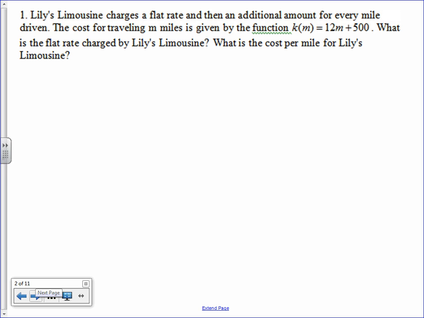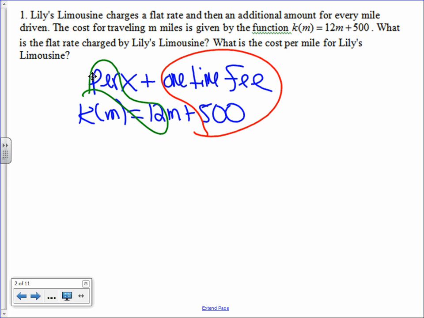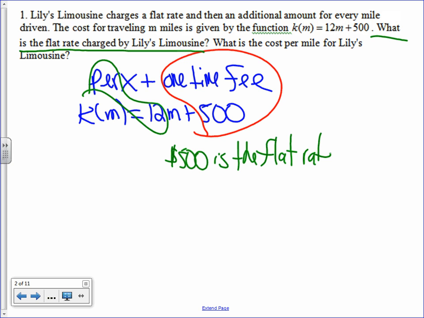Now, when we're writing a linear equation, it's always per x plus the one-time fee. So, if it's giving us the function, the per is what goes in front of the variable, and the one-time amount is what comes at the end. So, when it asks for what is the flat rate charged by Lily's limousine, well, 500 is the flat rate. When it asks what is the cost per mile, well, again, per is what's in front of the x. It could be $12 per mile.